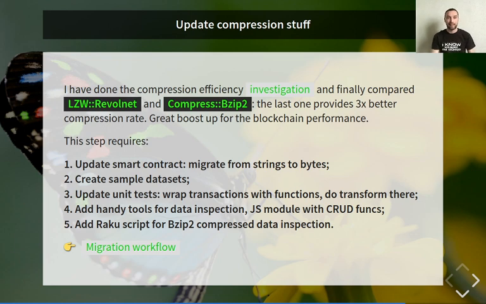We need to add handy tools for data inspection, a JavaScript module with a CRUD function, for example, because now we see the strings in the blockchain. We can retrieve the data from the blockchain and see, okay, this string, I see hello world. Yeah, it should be hello world. But now after the migration, we will have compressed data.